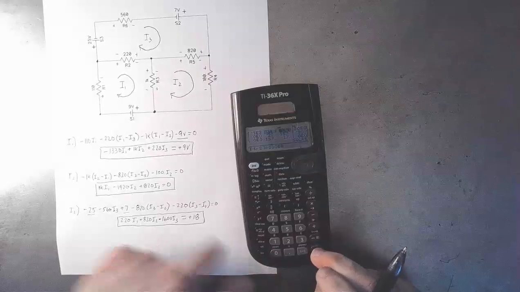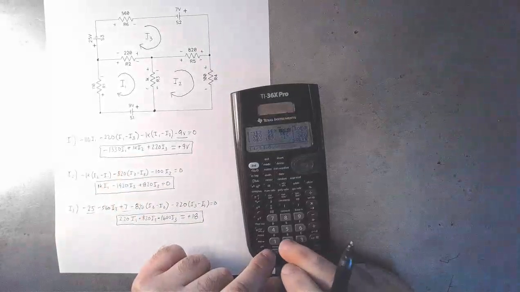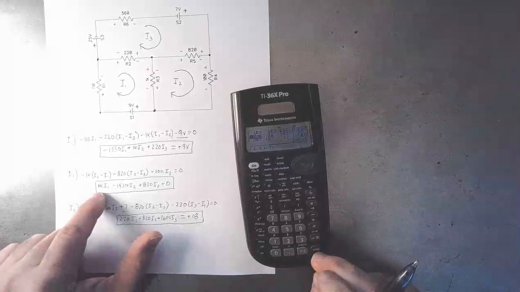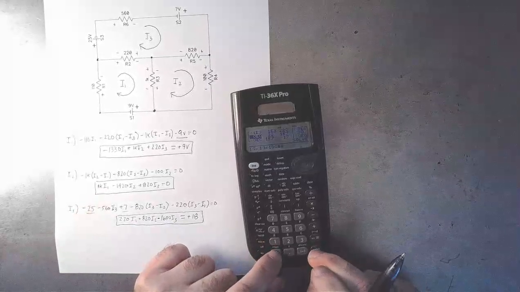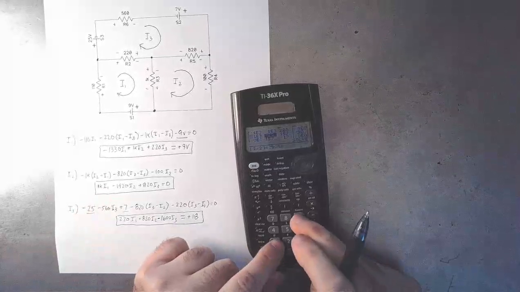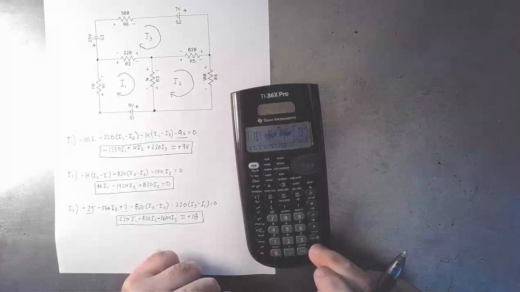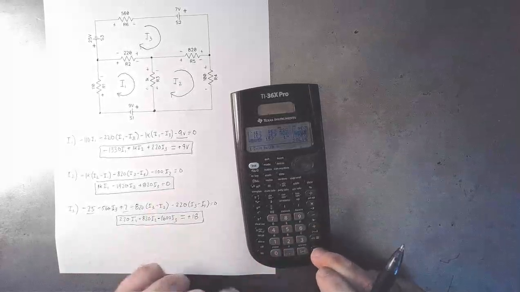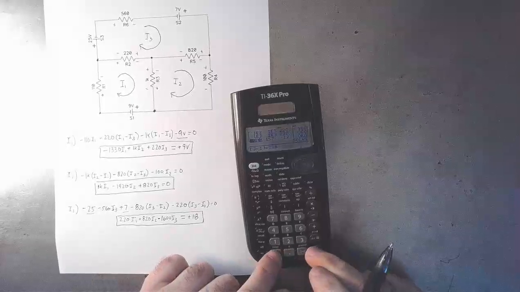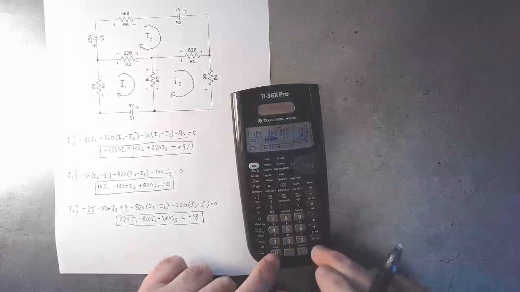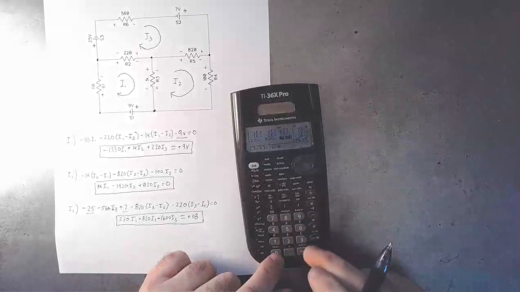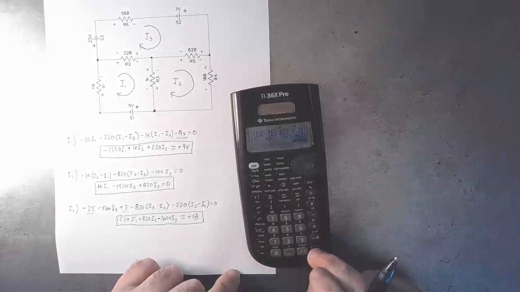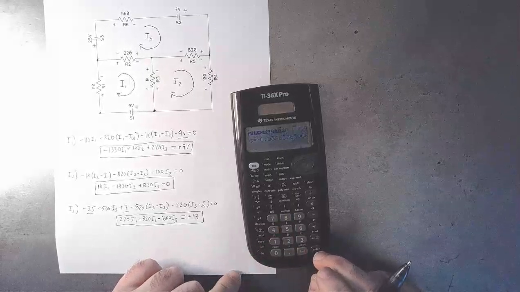1k, 220, 9, 1k, minus 1920, 820, 0, 220, 820, minus 1600, 18. Let's see what we get.